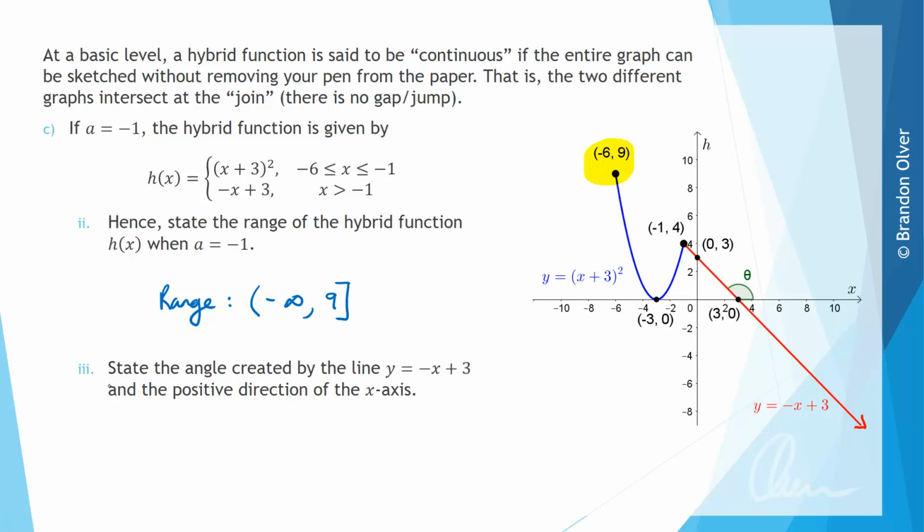And the last part of this question says state the angle created by the line y equals -x plus 3 and the positive direction of the x-axis, and that's being drawn as this theta value over here on our diagram. And now because the gradient is -1, we know that this is a 45-degree angle that's wedged in between the x-axis and the line. So therefore the angle that we're asking for, the obtuse angle, is 135 degrees. So that is the answer to that part of this question.